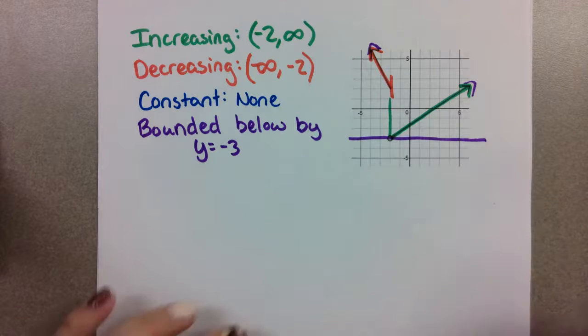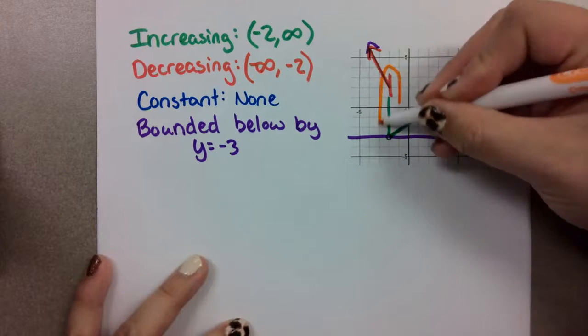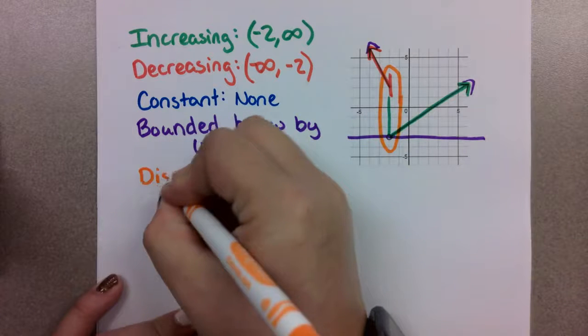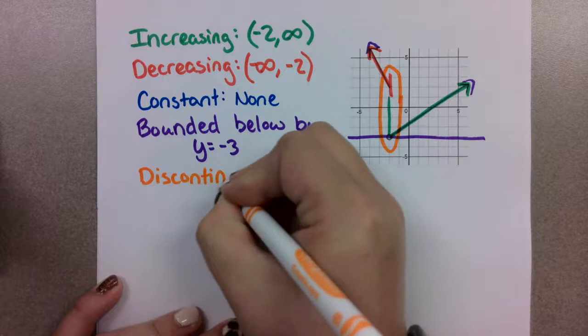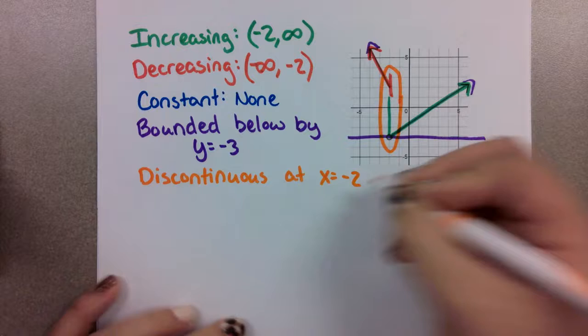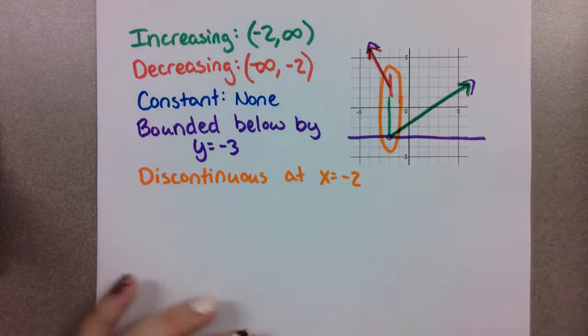our discontinuity. Notice right here, when x is negative 2, we have a gap. So we say discontinuous at x equals negative 2, because that's where we have that jump in our graph.